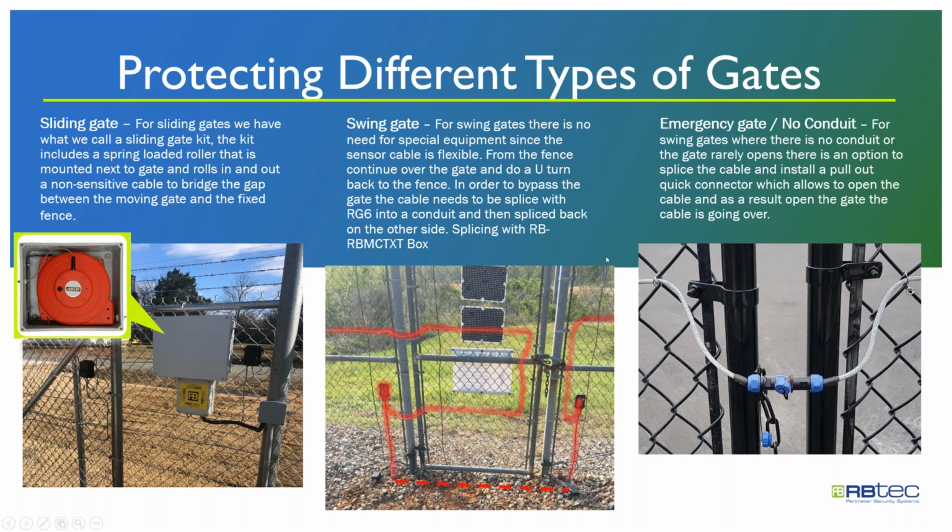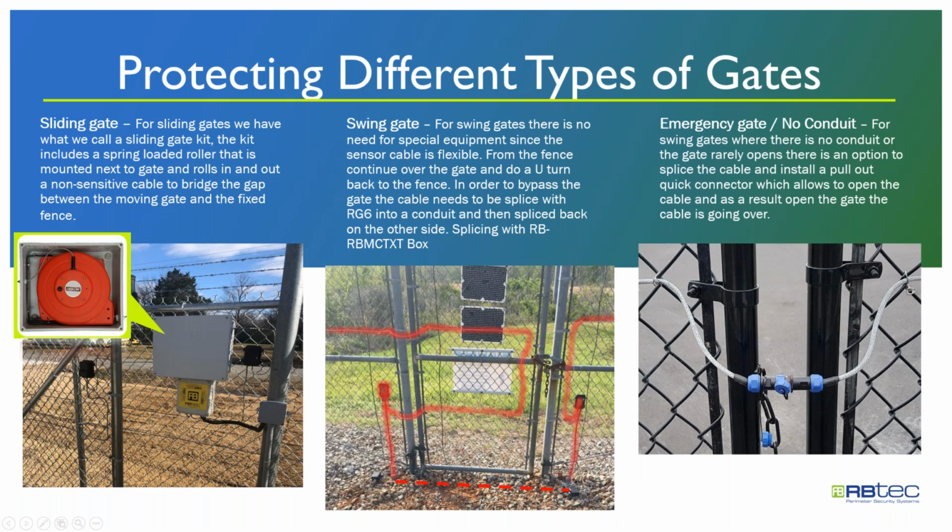On a swing gate, we have two options, and it depends if you have a conduit under the gate or you do not. So on the gate itself, you can see that we loop the cable. It can be on a double swing gate as well. And then we go with a non-sensitive cable based on an RG6 coax usually, and continue the fence line. If you don't have the conduit under it, you can place the cable directly on the gate and have a quick connector to plug and unplug the sensor cable.